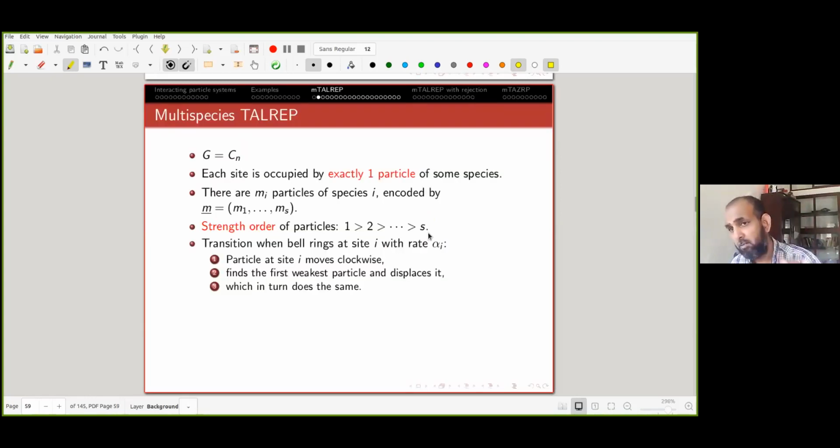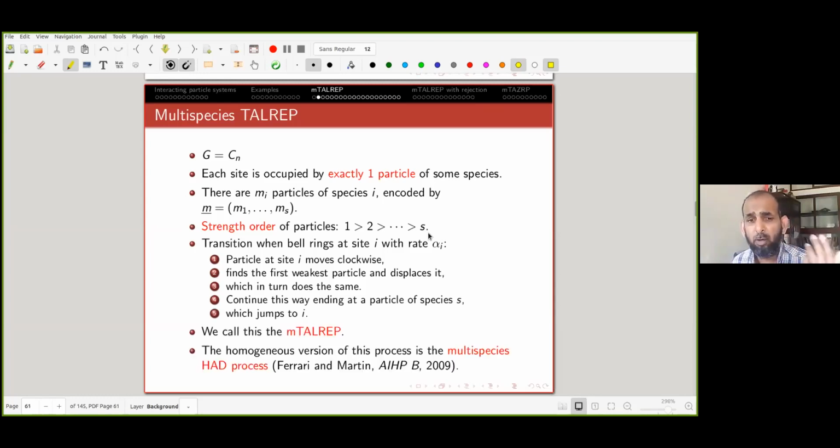Now that particle which got displaced will in turn do the same. It will go and find the next weakest particle to displace it, and so on, until you end at particle S. At some point you have to, that's the lowest. And that will go and jump to I. And it's all considered to be happening at the same time, yes? Yes. So all more or less happen simultaneously.